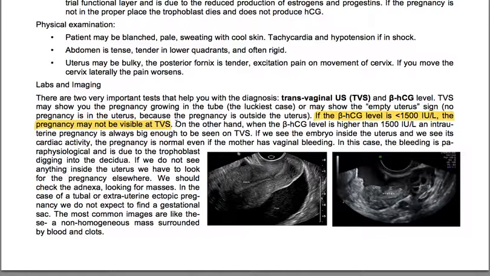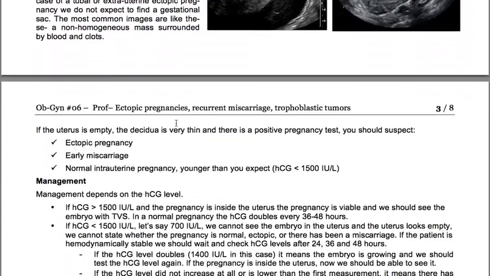If we do not see anything inside the uterus, we have to look for the pregnancy elsewhere. We should check the adnexa, looking for masses. In the case of a tubal or extrauterine ectopic pregnancy, we do not expect to find a gestational sac. The most common image is a non-homogeneous mass surrounded by blood and clots.